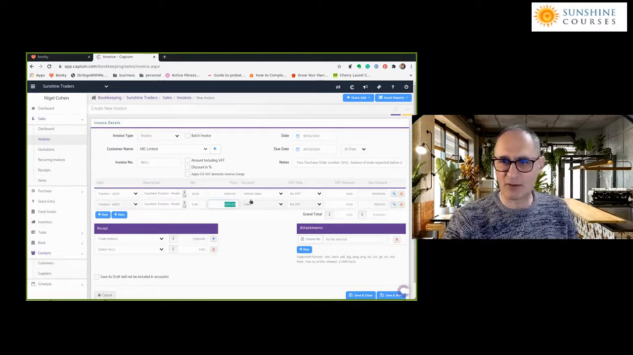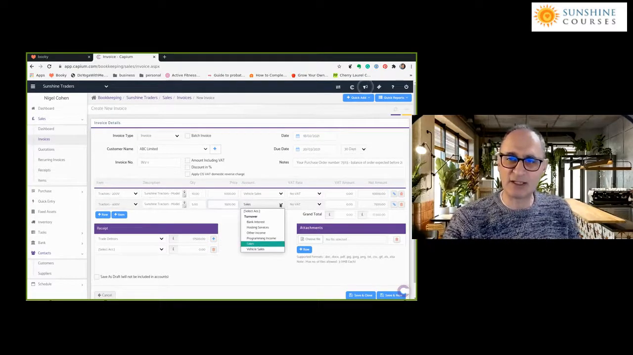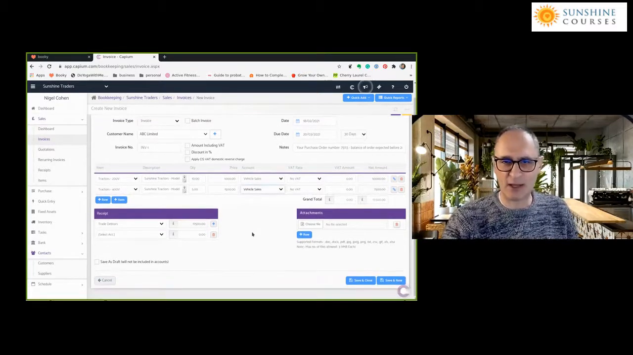Price is £1,500. The system's automatically calculated. I've forgotten to update sales. So if I saved this now, I'd have some of the items in vehicle sales and some in sales. So that at the end of the month, when I'm looking through the accounts, I'd see that I made a mistake and I could go back and edit it and change it. But because I picked it up, I'm going to record as vehicle sales right from the get-go.